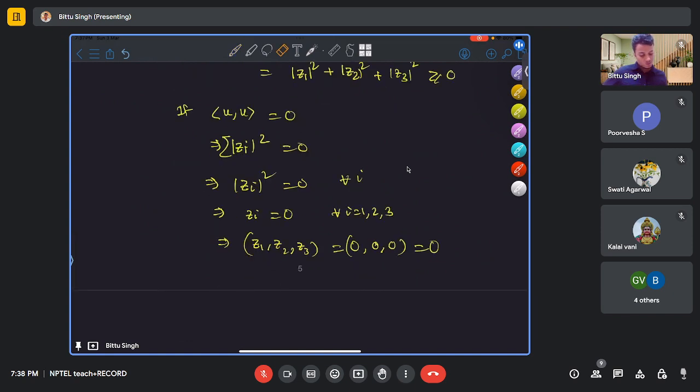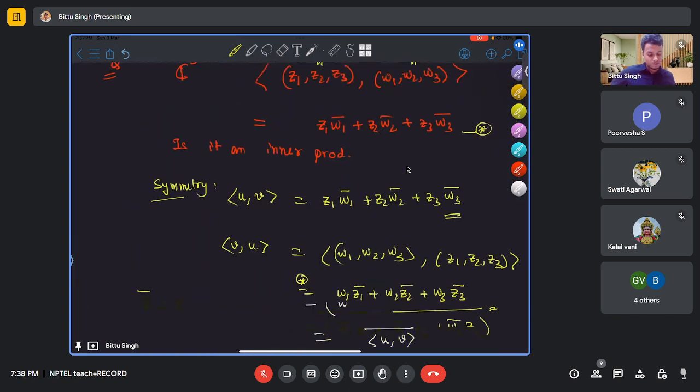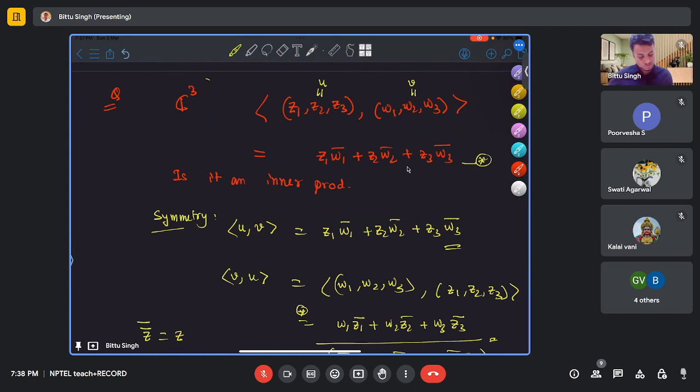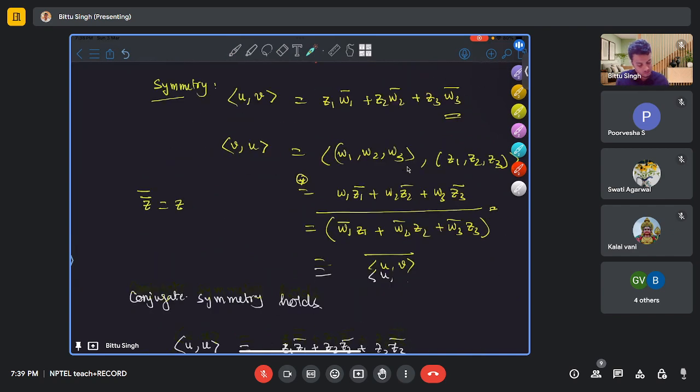So now we can see all the properties of inner product are satisfied. Hence, the new definition gives an inner product structure on C3. The modification here is that, instead of just multiplying, we have taken the conjugation of the second thing, right? This is the modification of the property. So from here, we can say that this is actually an inner product.